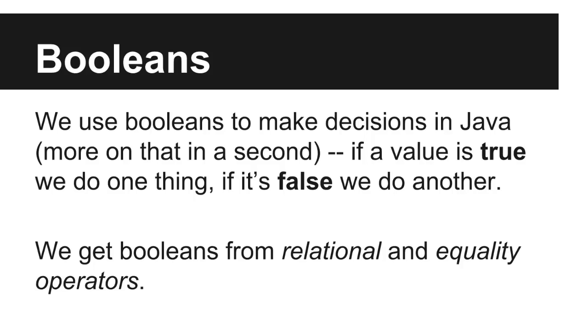Usually with the decisions in Java, we have, like, if some condition is true, we do one thing, and if that condition is false, we do another thing. Or sometimes we have a lot of conditions that we chain together, and we'll learn more about that next week. So we get Booleans, we can hard code them, or we get them from the relational and equality operators, which right now we're only going to talk about regarding math.